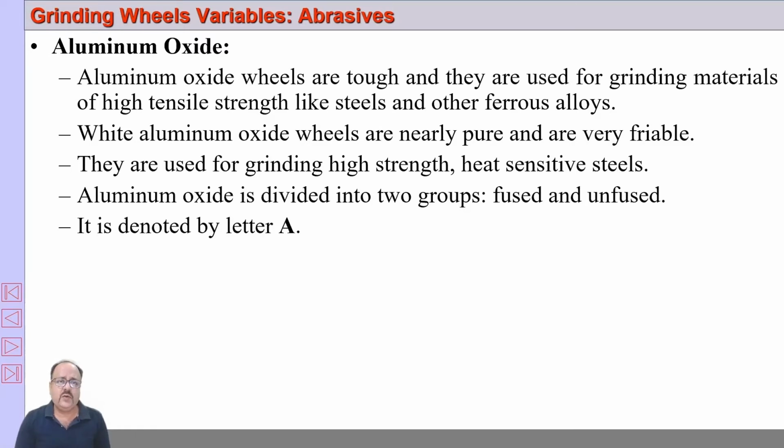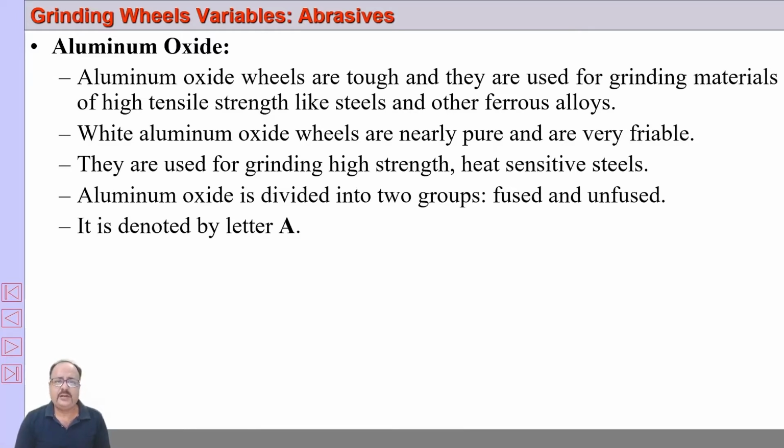Okay, with this we move on to the various variables that are important in defining a grinding wheel and in choosing a grinding wheel for a particular problem or process. The grinding wheel normally consists of abrasives. Abrasives can be of various types. What are abrasives? Abrasives are hard particles which actually do the cutting in grinding.